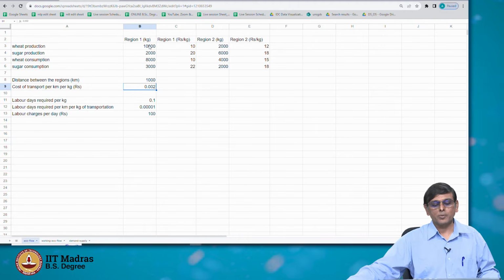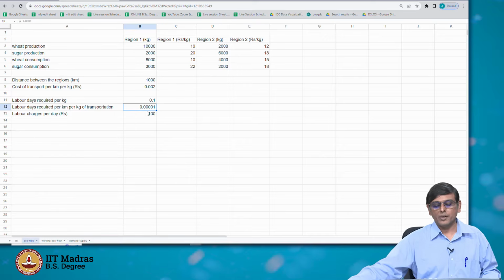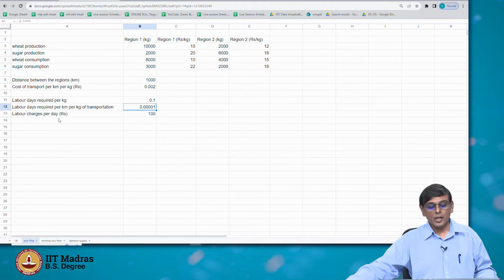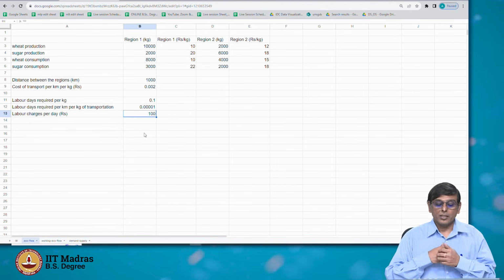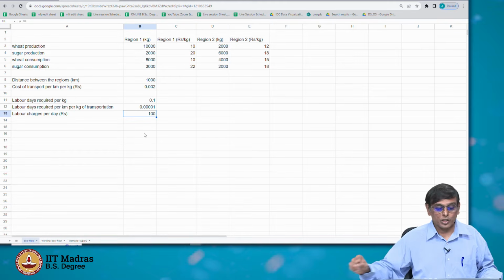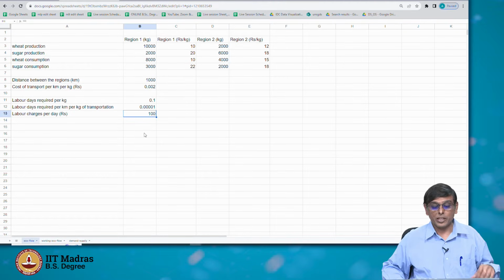Also, to produce something in the farm, it requires labor. The number of labor days required to produce 1 kilo is 0.1, and the number of labor days required to transport something per kilometer per kilogram is a very small number, 0.00001. And the charge of labor is 100 rupees per day. This is the data that has been given to us.